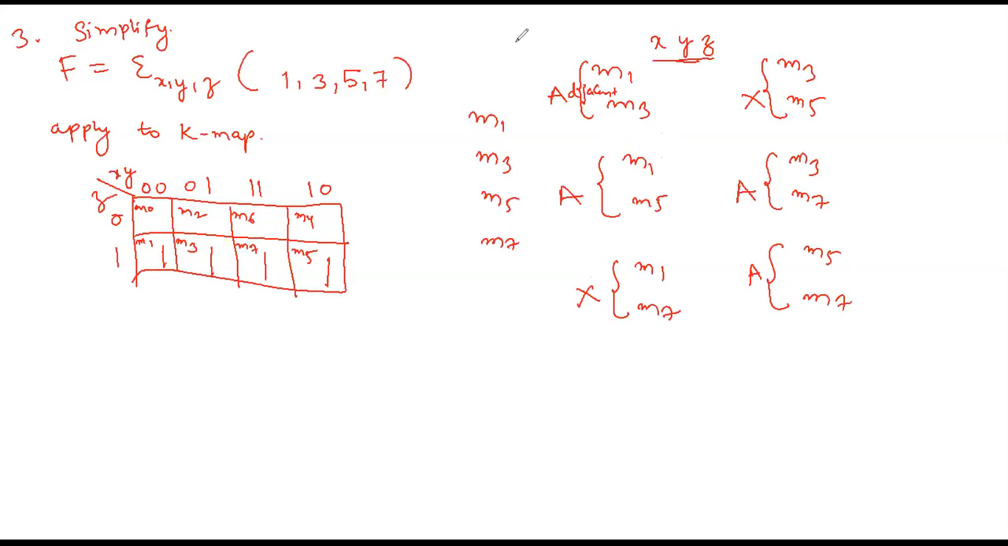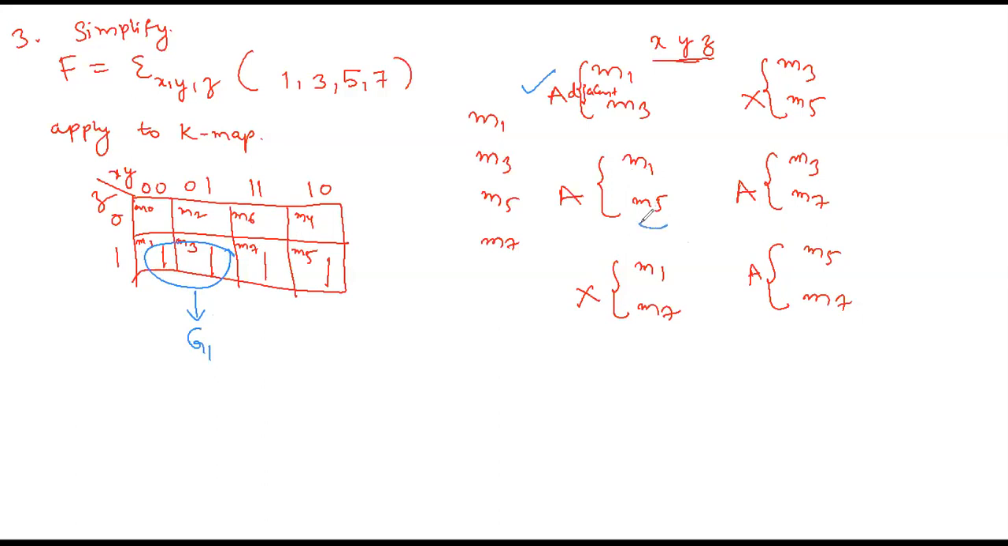So M1, M3 form a group. Give the name G1. Next. Okay, M1, M3 is completed. M1, M5. Okay, M1 is there, but this minterm is already covered. Let us look for another combination.